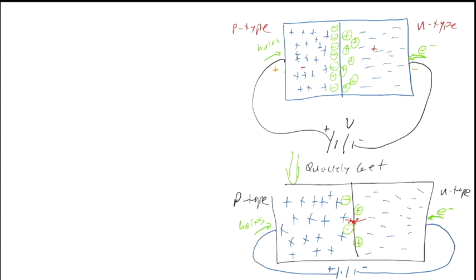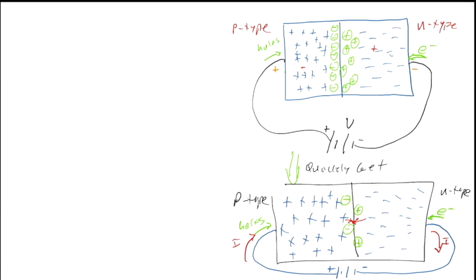And we're going to have current flows in the same direction as holes, or in the opposite direction of electrons, thanks to Ben Franklin. So we're going to have current flowing through this device. The depletion region got smaller, and the device is now flowing current.